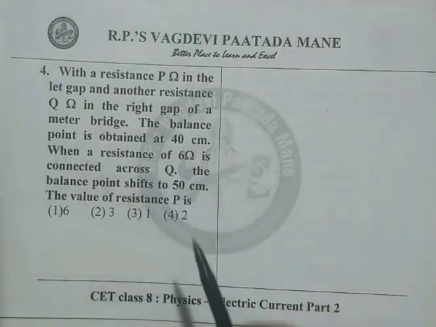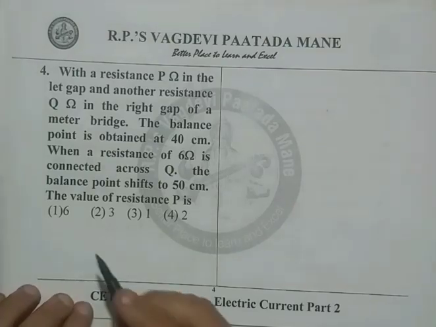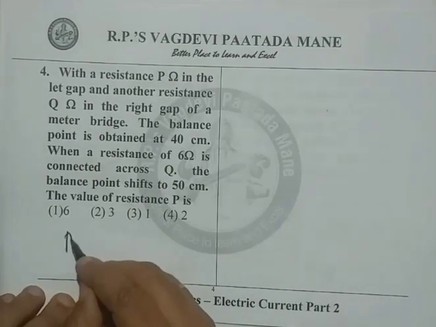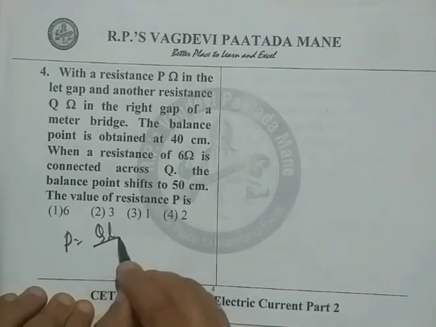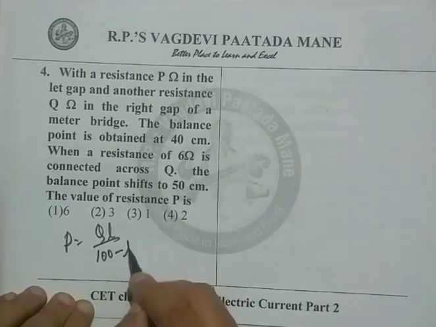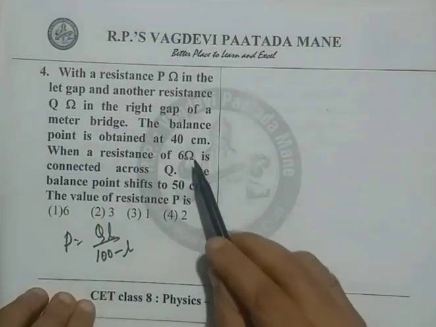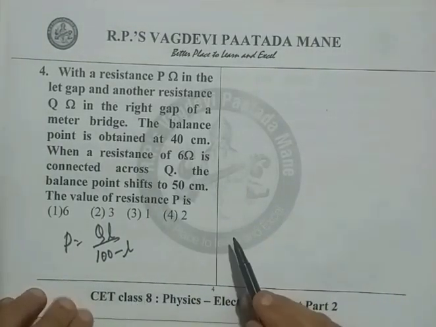Now, fourth question. With a resistance P ohm in the left gap, another resistance Q ohm in the right gap of a meter bridge, the balance point is obtained at 40 centimeter. When a resistance 6 ohm is connected across Q, the balance point shifts to 50 centimeter. The value of P is, here we use P equals QL by 100 minus L. As we are writing this length in centimeter, I take 100 here.